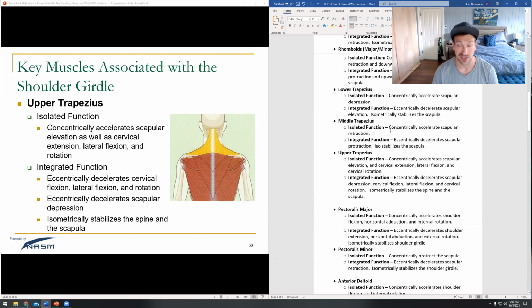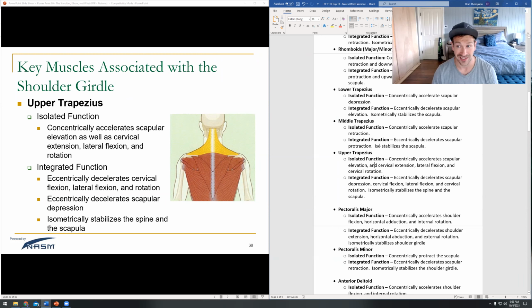Now, here's the other thing it does. It also does a little bit of cervical extension. It drives your head back, which is actually kind of a good thing. And then it also does lateral flexion. So the right side contracts me to the right, the left side contracts me to the left, which is why when we are stretching our traps, which we often need to do, we want to take our hand up and over. That's the stretch. That feels good.